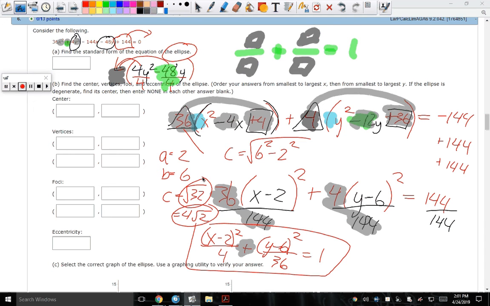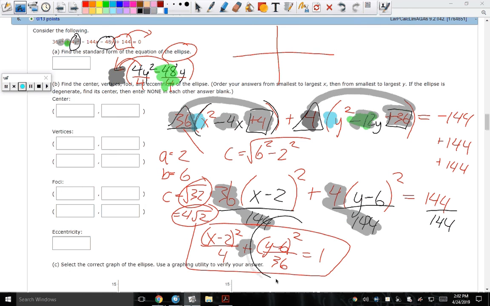Let's draw this a little bit. Is this going to be a horizontal or a vertical ellipse? It's going to be a vertical. Why is it going to be a vertical? Because the B is bigger and size matters. So it's going to be up and down. The center is going to be at 2, 6. So here we go: 1, 2, 1, 2, 3, 4, 5, 6. There's the center. And it's going to go up and down a certain amount. So let me pull this down. Right there.